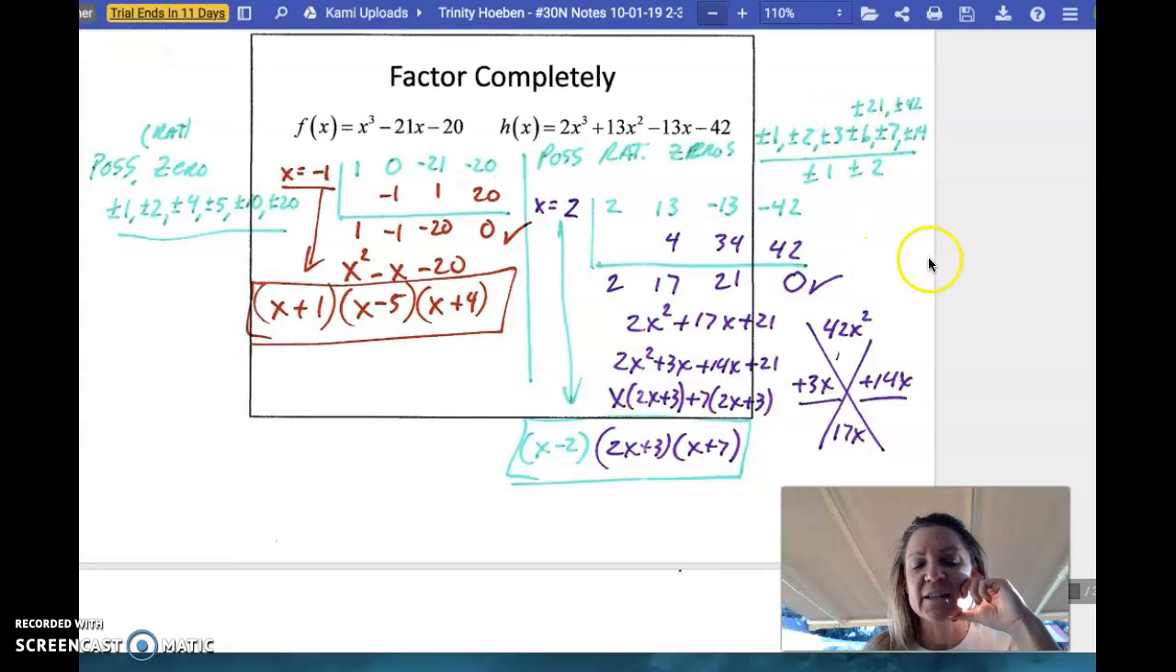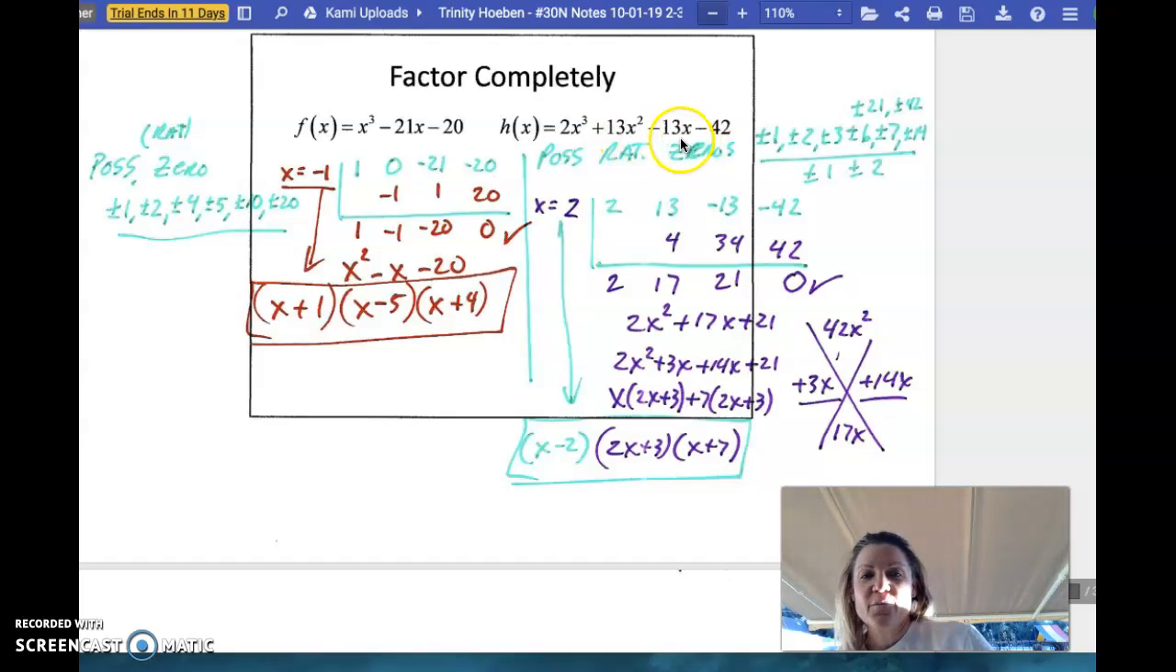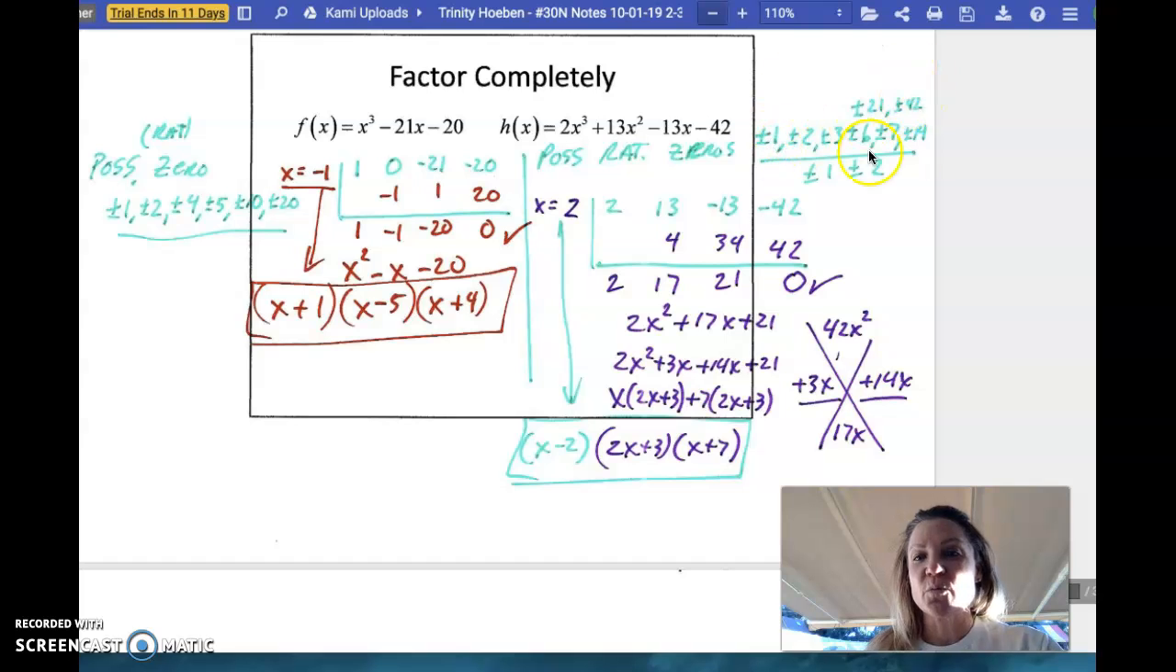So let's try a slightly harder one. For this one, we have 2x cubed plus 13x squared minus 13x minus 42. In the numerator, we're going to put all the possible factors of the constant term, which is 1 and 42, 2 and 21, 3 and 14, 6 and 7. And then, since our leading coefficient is 2, our possible factors are 1 and 2. So we're going to see which ones might possibly work.